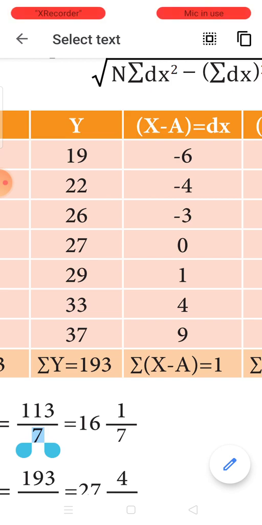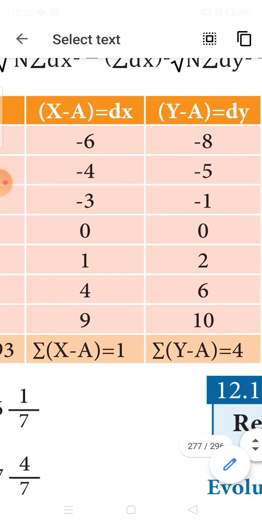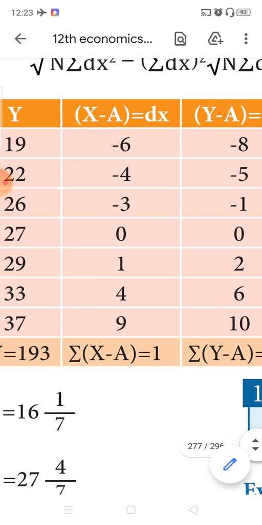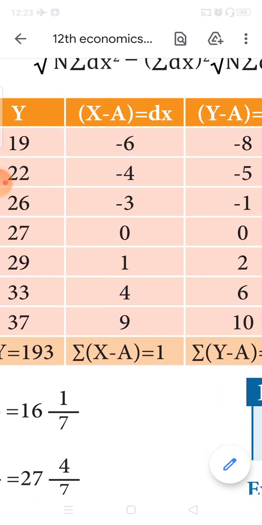Now, we need to find dy, that is how far y is away from the assumed mean a. Here a we have taken to be 27. Now only we found out 27 is the assumed mean to find the dy. Dy, the formula is y minus a. A is nothing but the assumed mean 27. Now y minus 27.